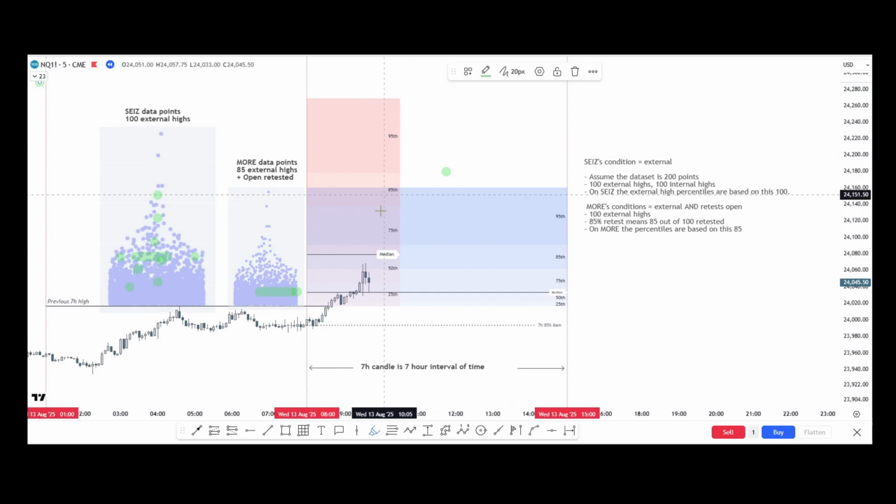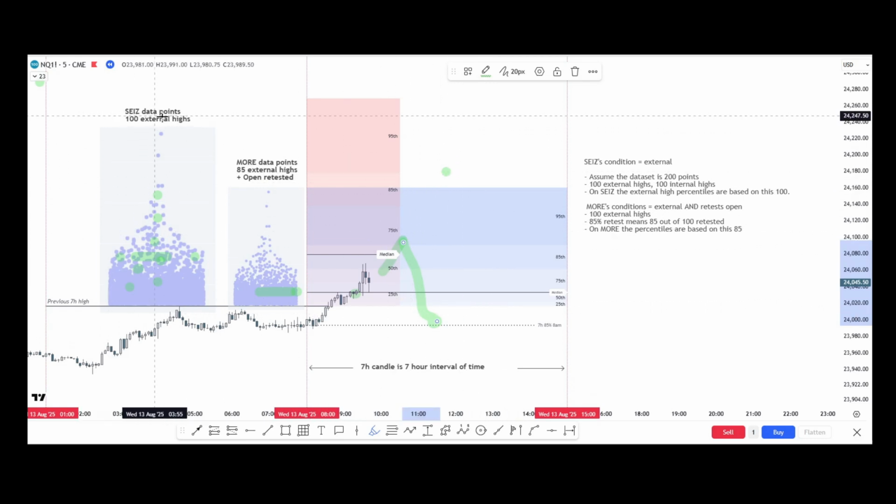Okay, because SEIZ is measuring how far it goes regardless of any retests or what it's doing. It's just finding where price is likely to stop based on the historic data for this time period. Whereas MORE is looking at how far it'll go out of the 85 before we retest the open. Okay, so it doesn't mean it has to retest the open. 15 times out of the 100, it will just keep going.